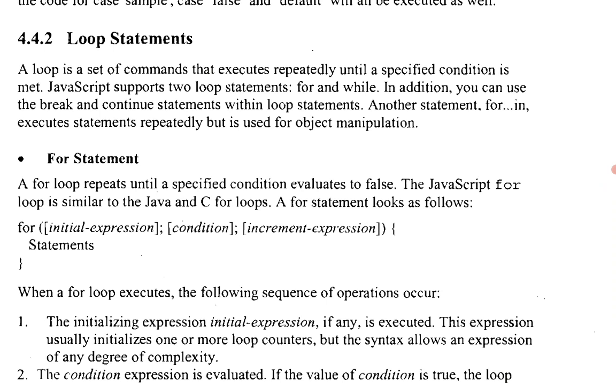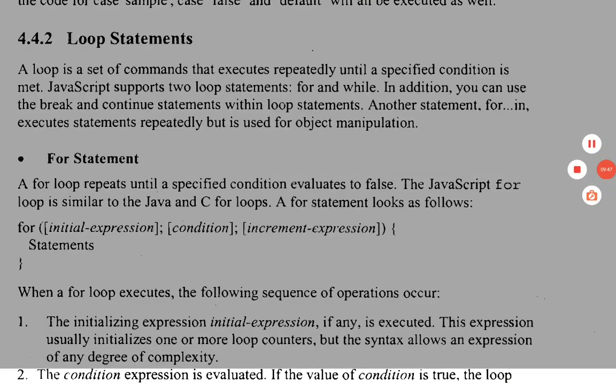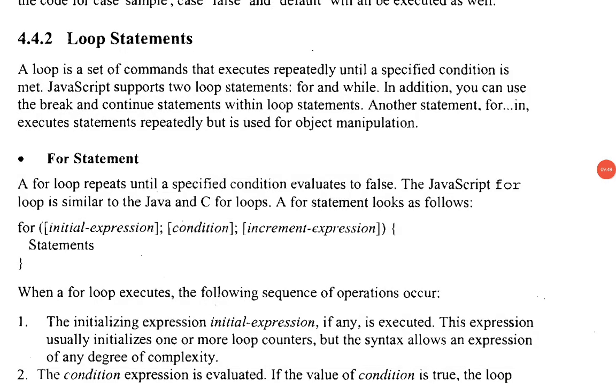So, there are types of loops or looping statements available in JavaScript. First one is the while loop, second one is the do while loop, third one is the for loop, and fourth one is the for each loop. First of all, we start with the for statement.